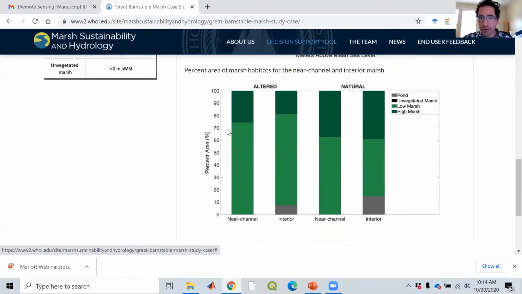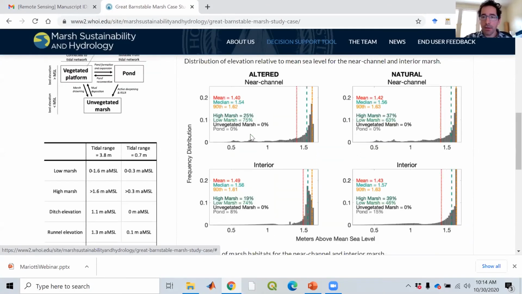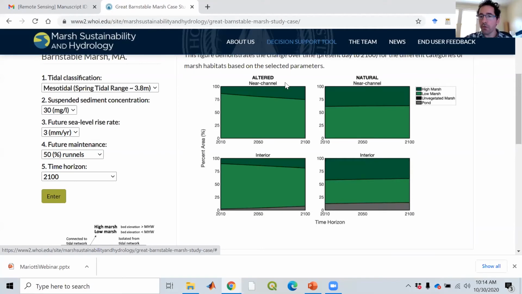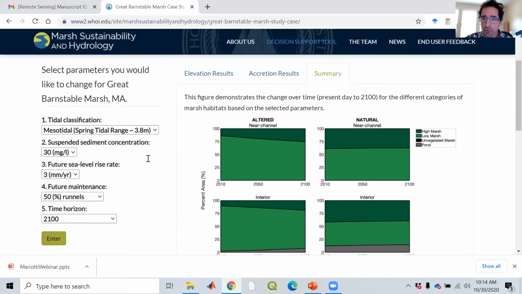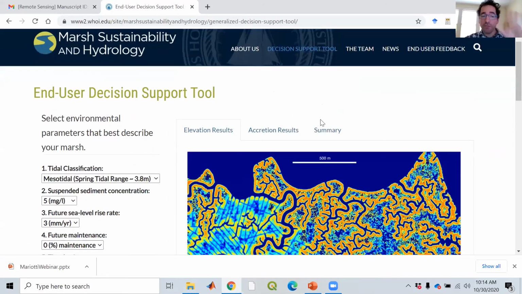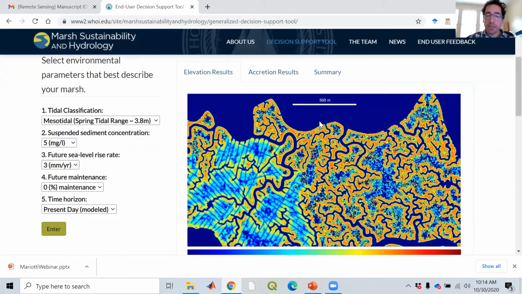So again, for these 4 possible sections, we just do the percentage of how much of the marsh falls in each category. And we also have a summary, which shows how the percentage of the 4 categories changes through time according to whatever sea level rise and maintenance scenarios. So this only really applies for Barnstable Marsh. To make it a little more general, we tweaked this model, and so this looks very similar, but conceptually should be seen in a different way.